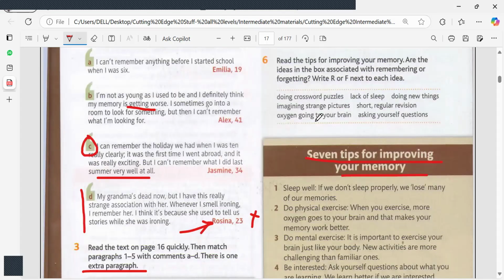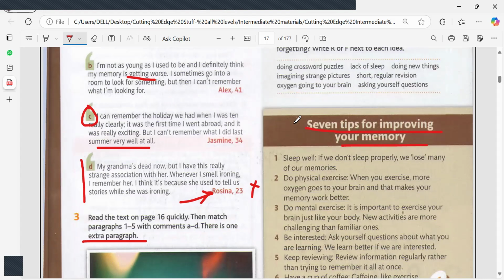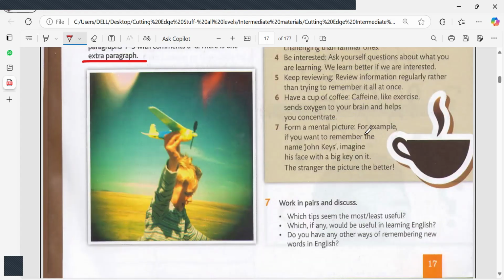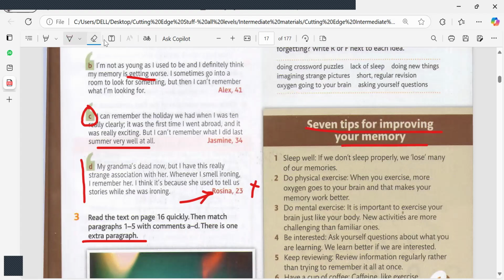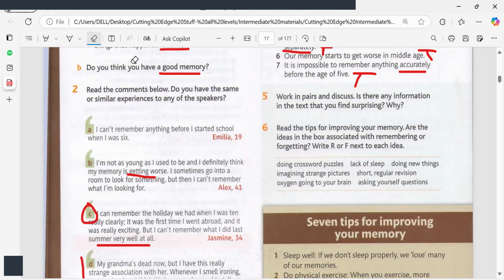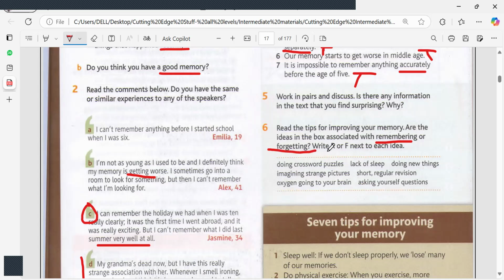طيب, now يا عبد العزيز, to end this amazing lesson about memory, what do we need to do to improve our memory? ايه الحل طيب عشان نركز نحافظ على الذاكرة؟ لا قدر الله ما جيناش زهايمر. نعمل ايه؟ But before we do this, make notes. Yes. Before we do this, please read the tips for improving your memory. Are the ideas in the box associated with remembering or forgetting? Remembering, write R. Forgetting, write F, next to each idea.